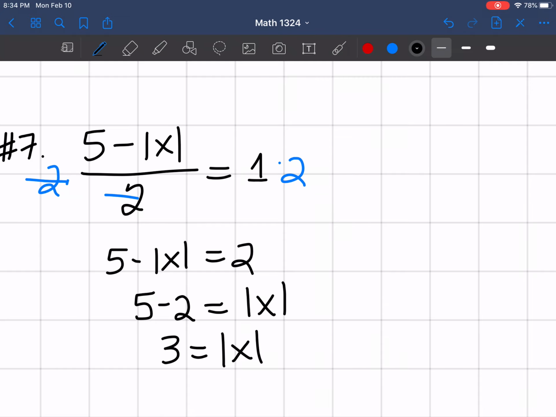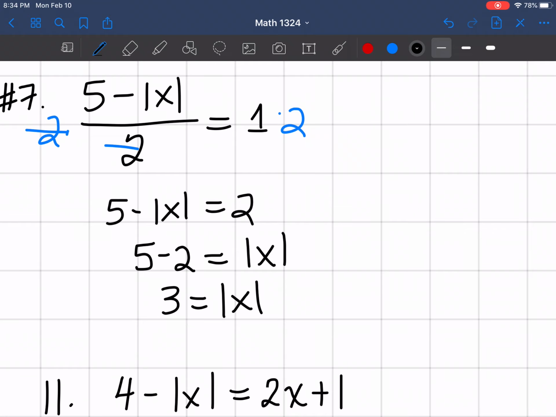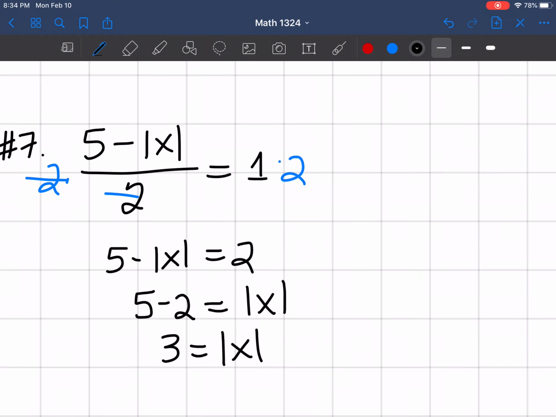And then once you have it in this form, there are only 2 values that x can take. That means that x is either positive 3 or negative 3. And that is how you solve these particular equations.